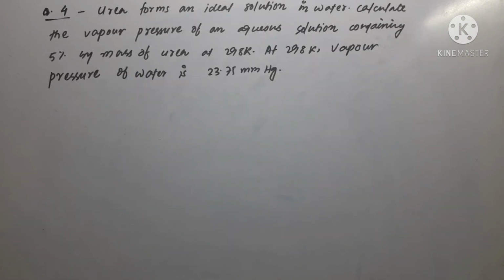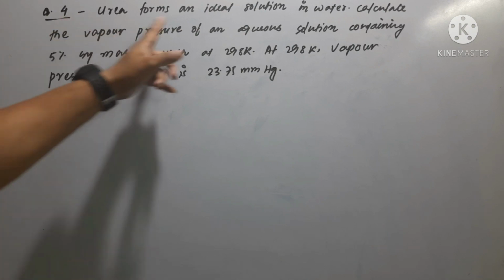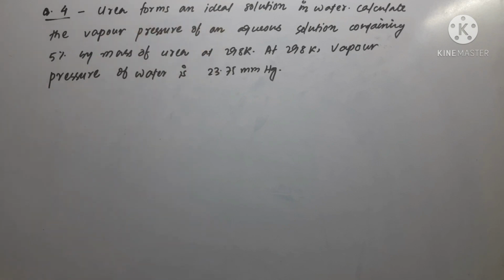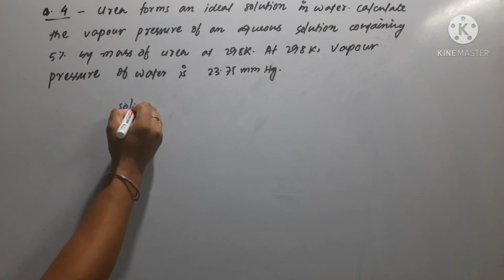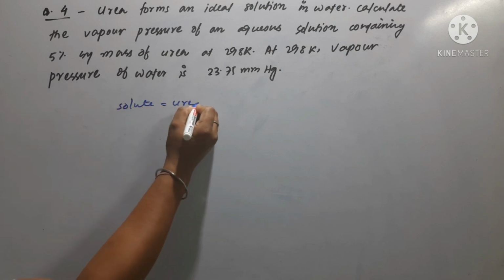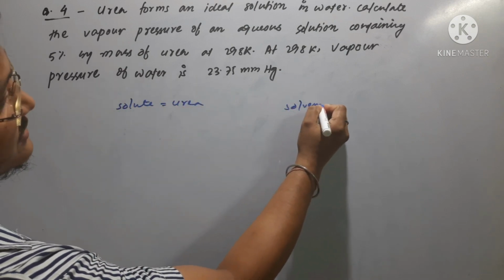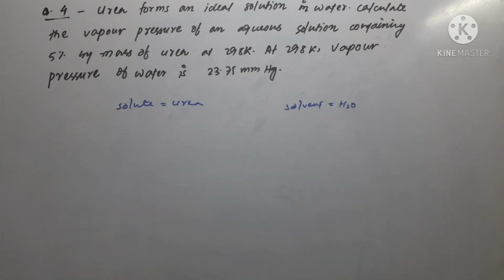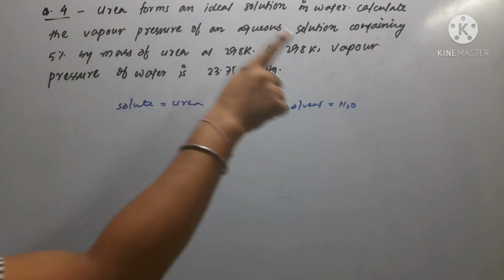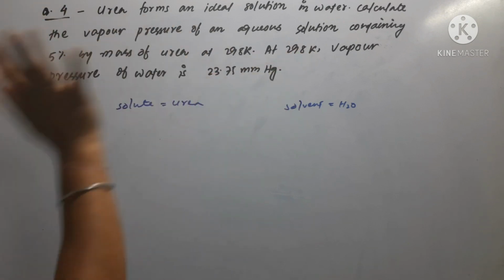So here goes the fourth question, which will be the last question for this video. It says that urea forms an ideal solution in water. So definitely it is an aqueous solution. So the solute is urea, and the solvent is water. Calculate the vapor pressure of an aqueous solution containing 5% by mass of urea.